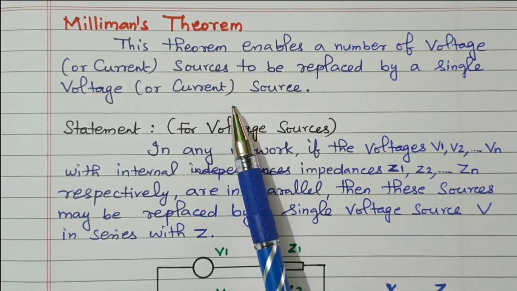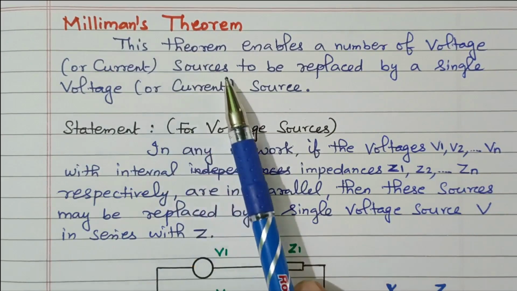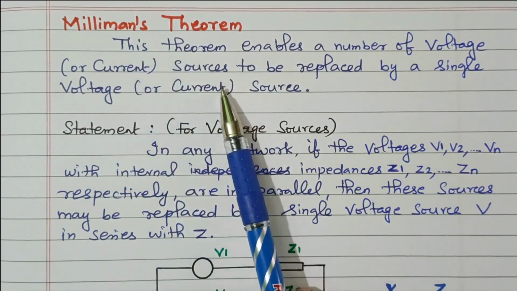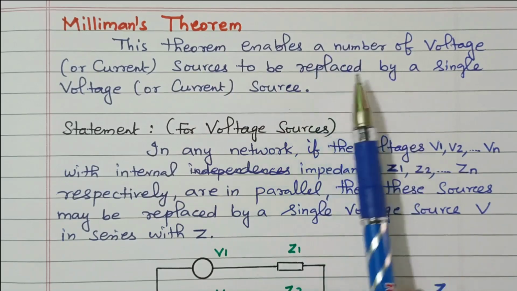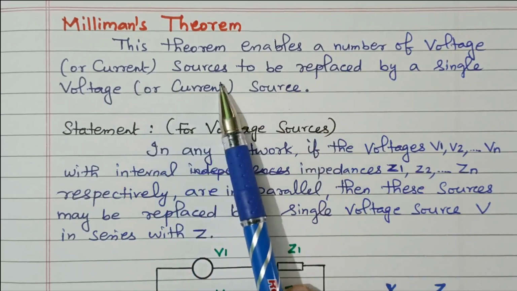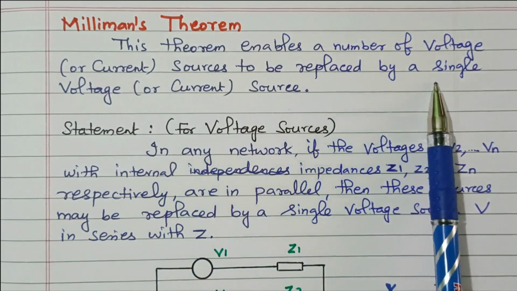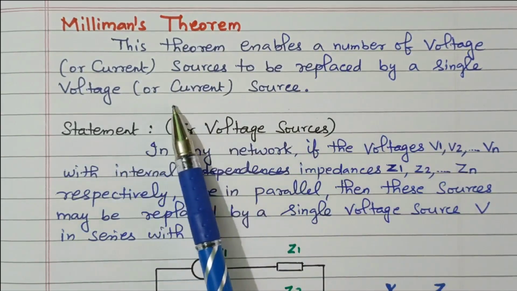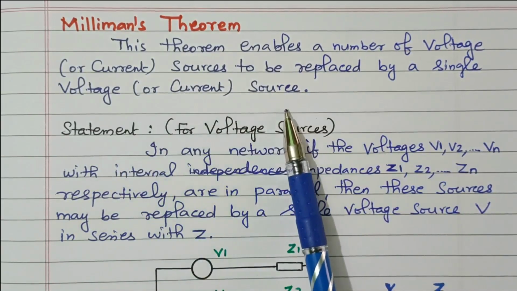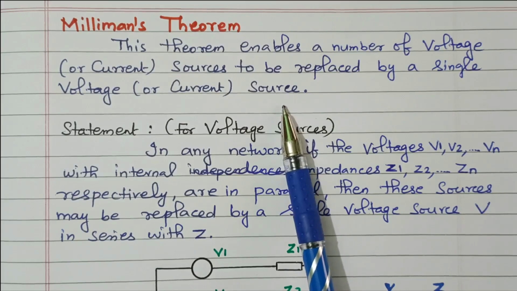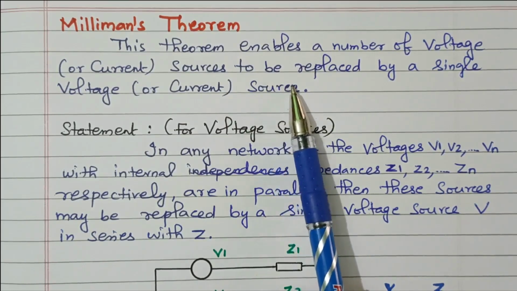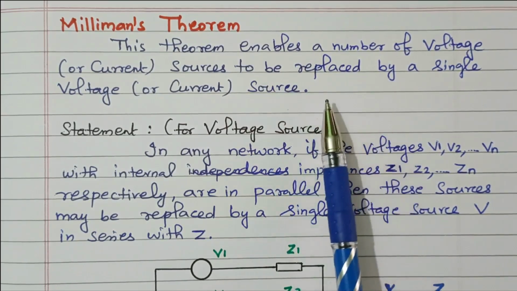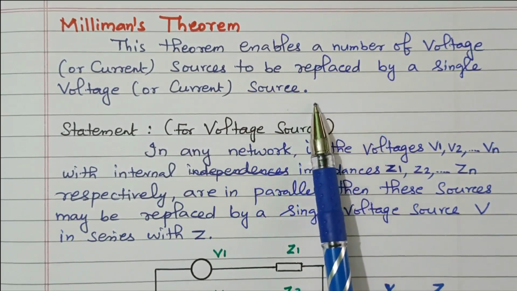Now we'll go to the topic. Millman's theorem is one of the theorems available in circuit theory. This theorem enables a number of voltage or current sources to be replaced by a single voltage source or single current source. So the main objective of Millman's theorem is that n number of voltage or current sources can be replaced by a single voltage source or single current source.